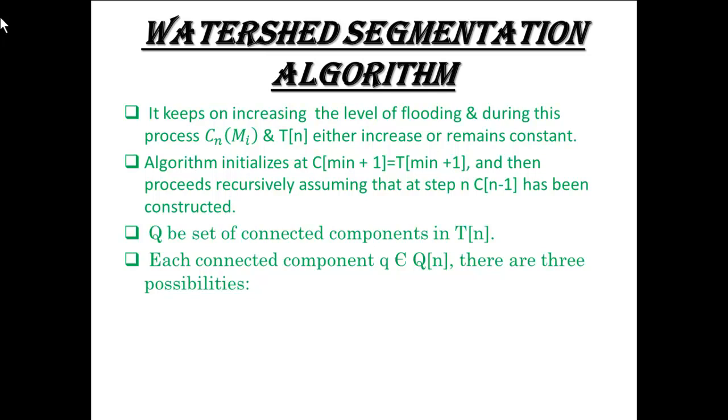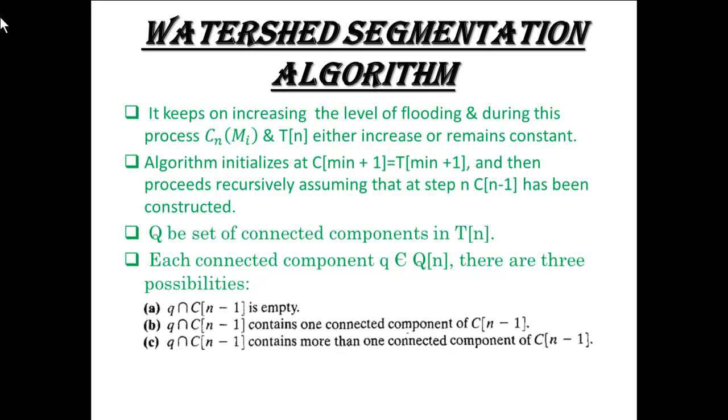there are three possibilities. A, q intersection C[n-1] is empty. B, q intersection C[n-1] contains one connected component of C[n-1]. C, q intersection C[n-1] contains more than one connected component of C[n-1].